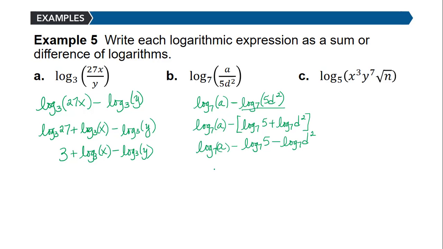But one other property can apply because d squared is an exponential expression. Therefore, I can apply the power property. This expression is log base 7 of a minus log base 7 of 5 minus, and now the exponent comes down. This will be 2 times log base 7 of d. So understand the three properties I had to apply. I used the quotient property initially, then I used the product property to rewrite the log of the product. Then I had to use a power property to bring the exponent down as a coefficient of the log.